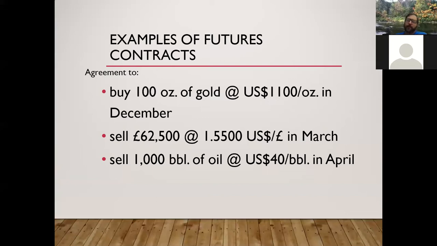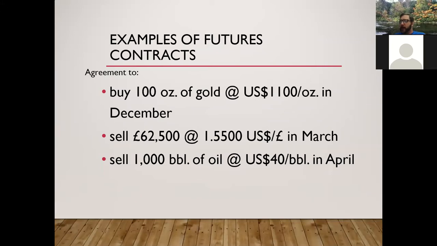So these are some examples of some futures contracts. So, you know, buying 100 ounces of gold at some price, right? In this case, it's $1,100 per ounce. And then this would be in December, right? So I can contract today for gold to be delivered in December, right?